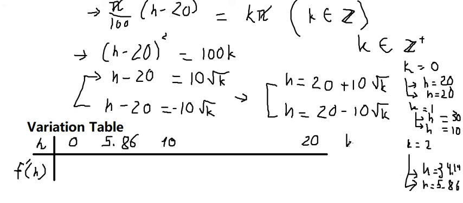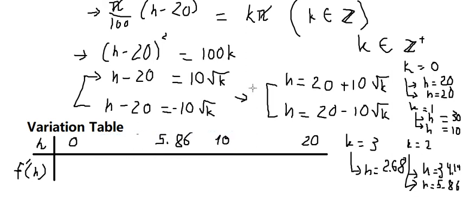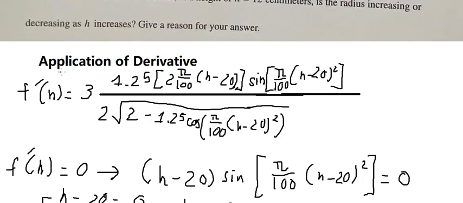Sorry, I just missed one value in here. So when we put k equal to 3, we get h equals 2.68. So we have 2.68 in here. So this one you get 0, 0, 0, and 0. Now the next one, we need to put one value between 10 and 20 in here.